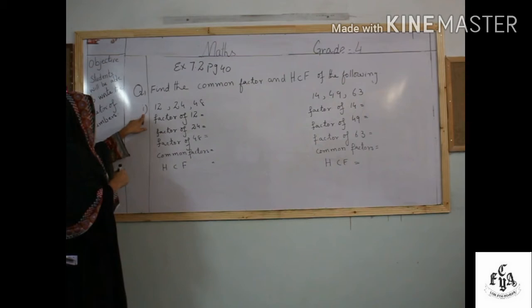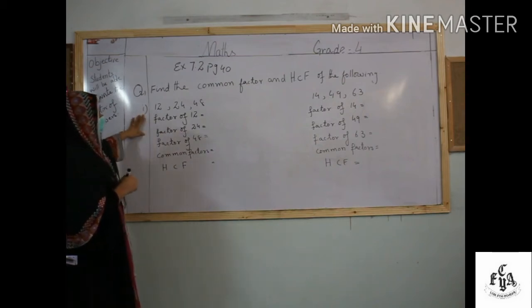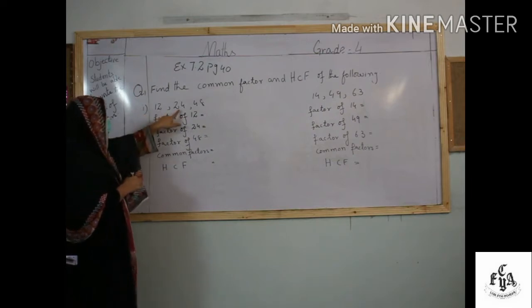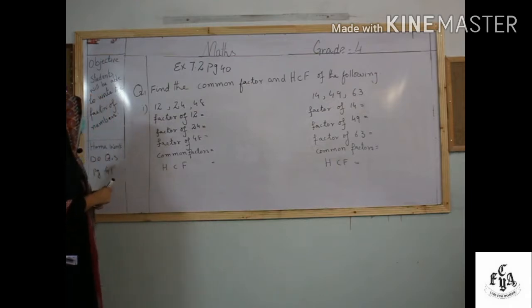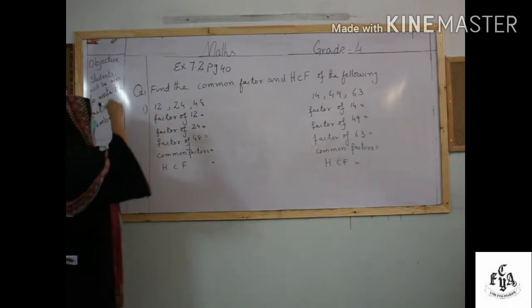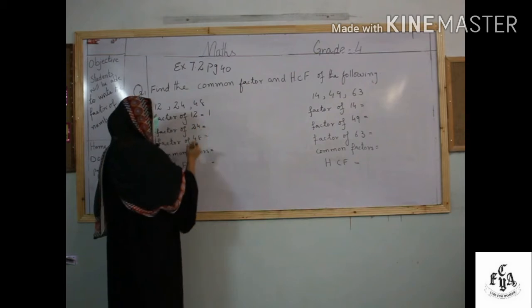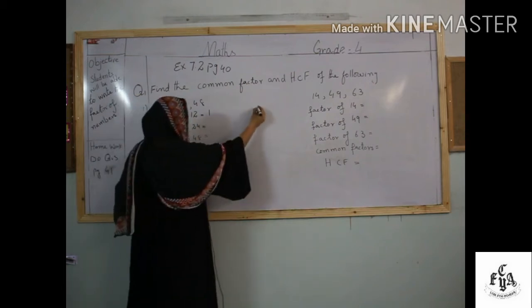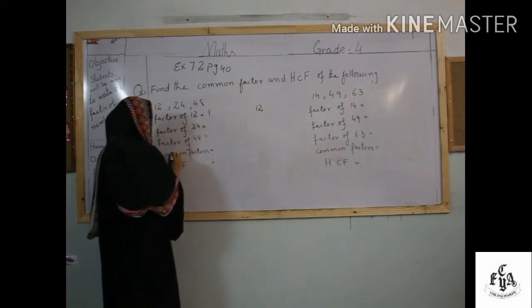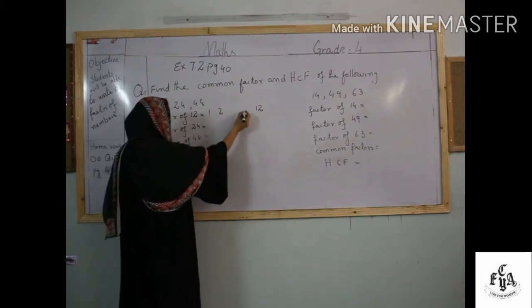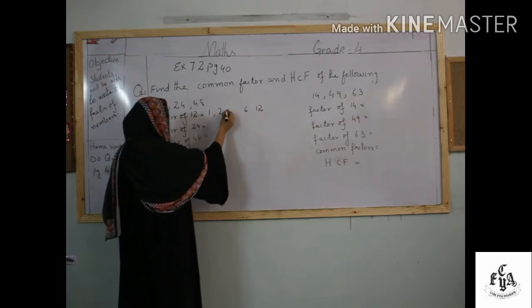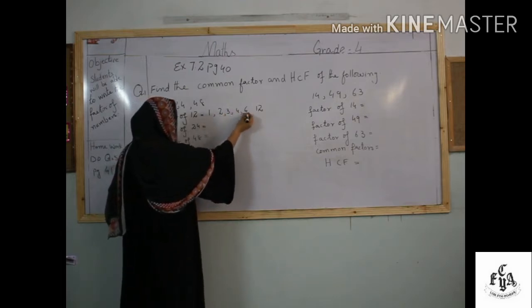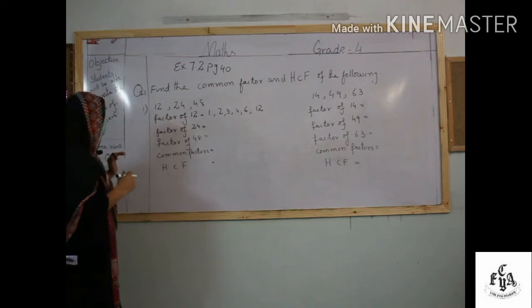Now in question number 1 we have to find the common factor and HCF of the following. Number 1 is 12, 24 and 48. So we will write factor of 12. In one table where does 12 come? 1 12 is 12. In two table 2 6s are 12. In three table 3 4s are 12. So these are factors of 12.